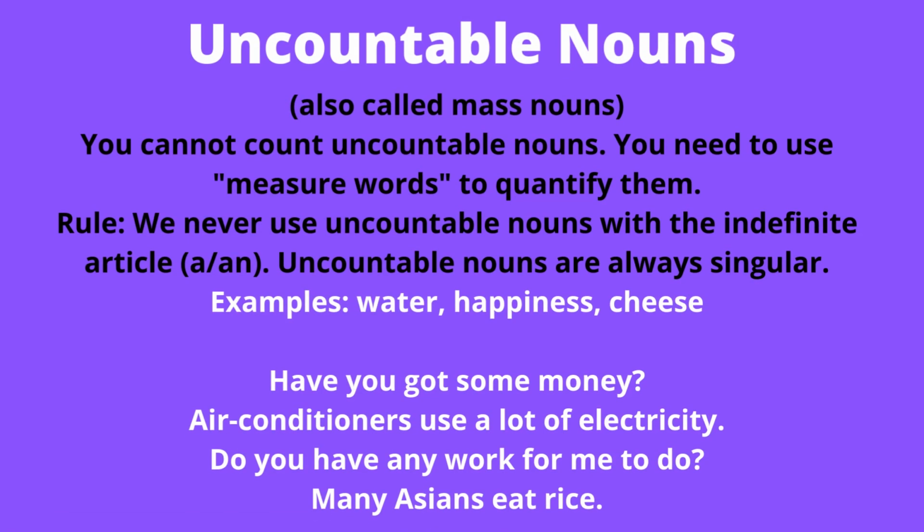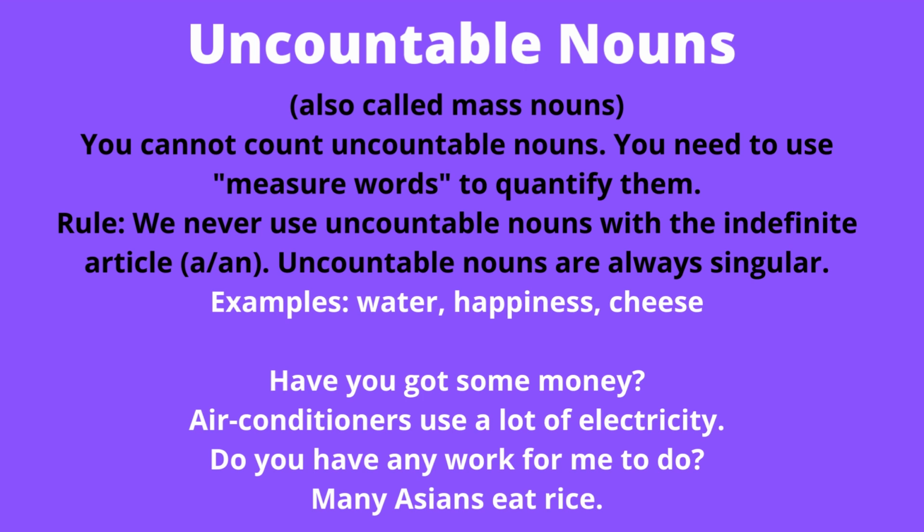Now, let's see uncountable nouns. These are also called mass nouns. You cannot count uncountable nouns. You need to use measure words to quantify them. There is a rule for uncountable nouns. We never use uncountable nouns with the indefinite article a, an. Uncountable nouns are always singular. For example, water, happiness, cheese. Now let's see some sentences. Have you got some money? Air conditioners use a lot of electricity. Do you have any work for me to do? Many Asians eat rice. Here, all the uncountable nouns which have been used are singular.